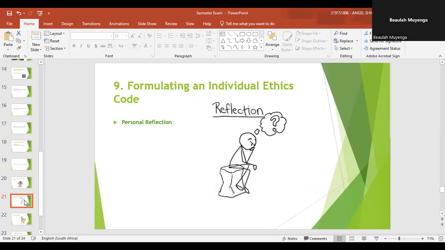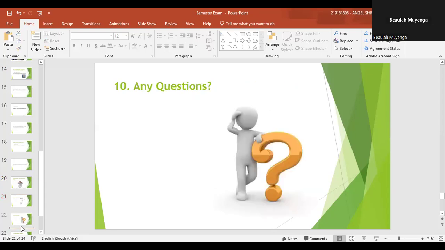Right now, I just want you to do a personal reflection, formulate your individual ethics code. Please put it in the comments and also in Google Classroom. Comment also on the forum discussion. We just want to hear your thoughts and any questions that you have for the class so we can learn and interact with each other.